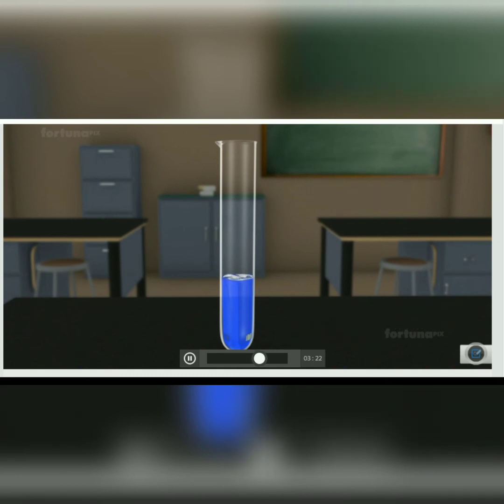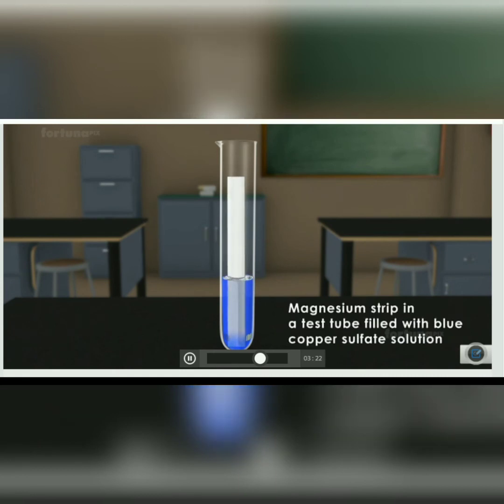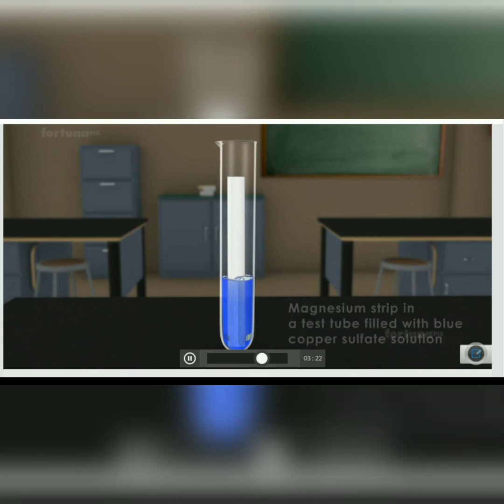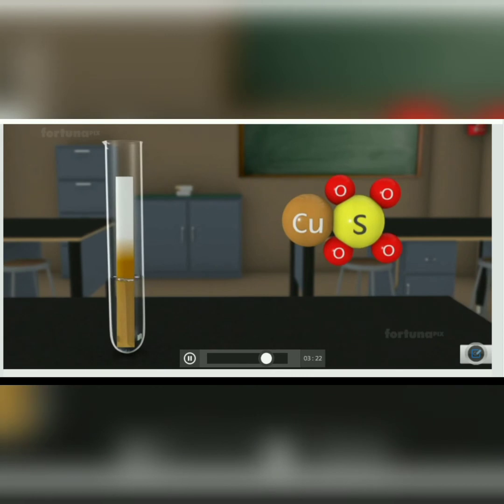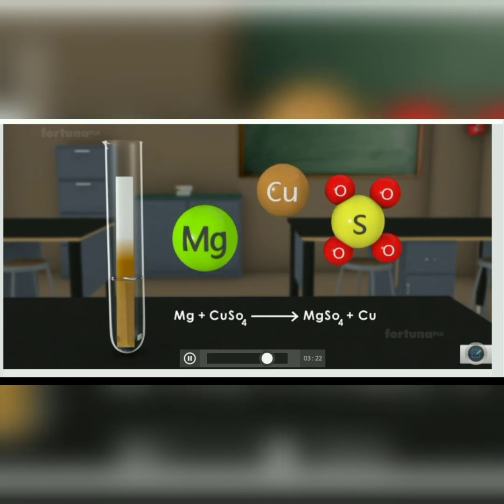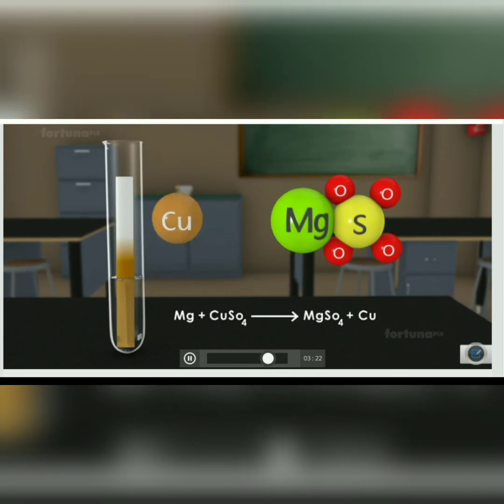For example, when we put a magnesium strip in a test tube filled with blue copper sulfate solution, the magnesium strip displaces copper from the copper sulfate solution and the solution becomes colorless. There is a coating of copper on the magnesium strip. As magnesium is a more reactive element, it displaces copper from copper sulfate solution.